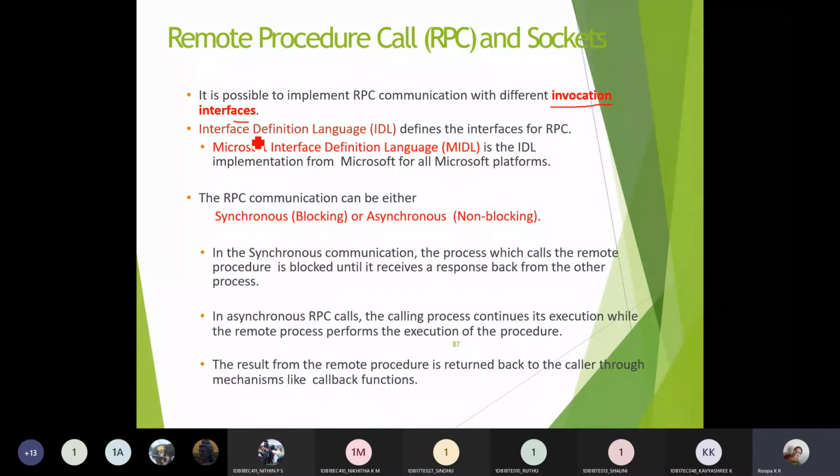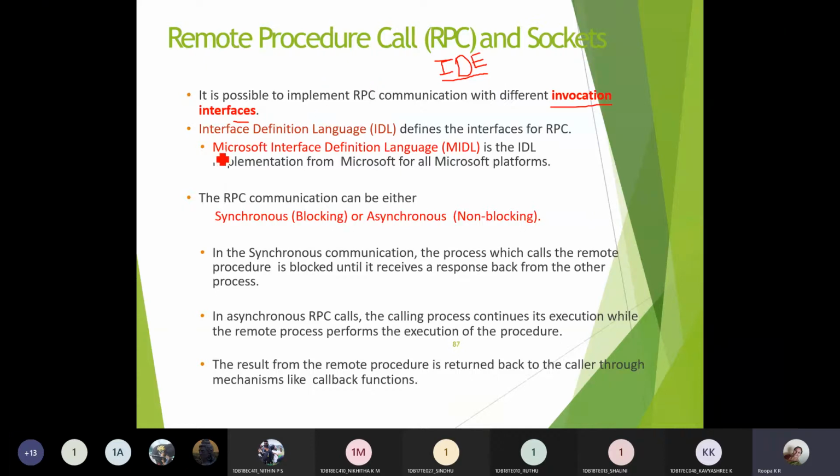One such invocation interface is the interface definition language. I think you have learned about the IDE tool, right? Integrated development environment. This is different from that. Don't mix this IDE with IDL. IDE is nothing but a platform where you have everything: simulator, editor, compiler, debugger. It is just a platform to run your program.